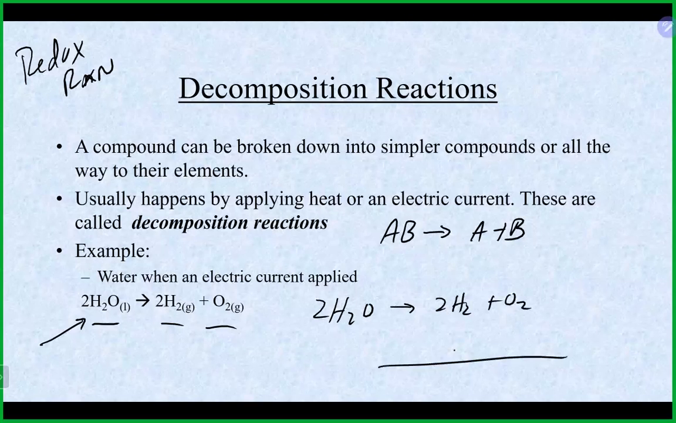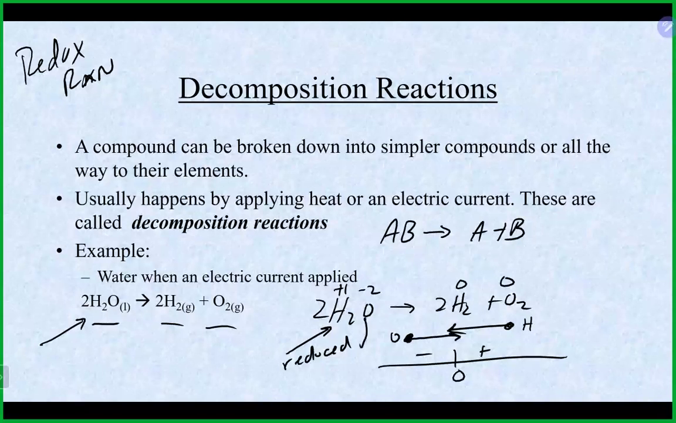And we can see that if we actually look at what's happening here. Hydrogen is +1, oxygen is -2, and these are 0 on that side as they're in their natural state. That means hydrogen is starting at +1 and ending at 0, so the hydrogen here is being reduced. The oxygen is starting at -2 and ending at 0 on the right-hand side, so the oxygen is being oxidized. So it is still a redox reaction, but it is more specifically classified as a decomposition reaction.